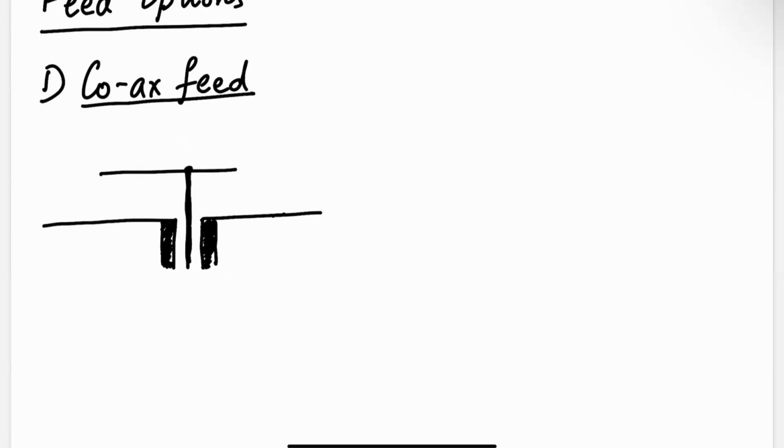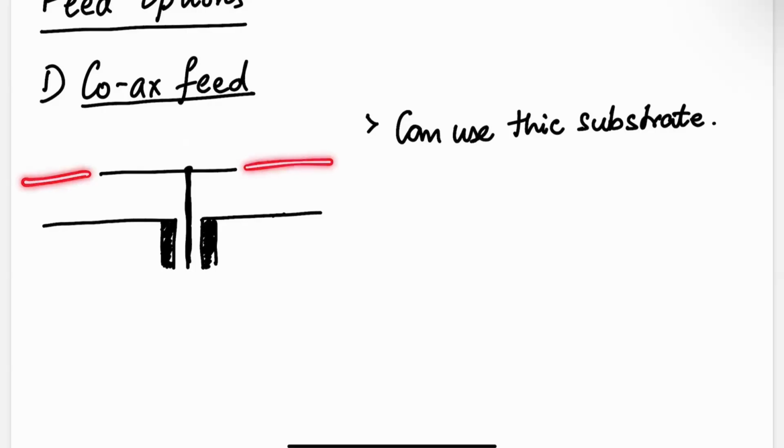So what's the advantage of this? The advantage is that you can use a thick substrate, right? Because you're not relying on any microstrip lines that are on this thick substrate. So they don't have to be lossy or anything like that. You can just connect here and get very large bandwidths. Maybe 15% is possible or something like this.